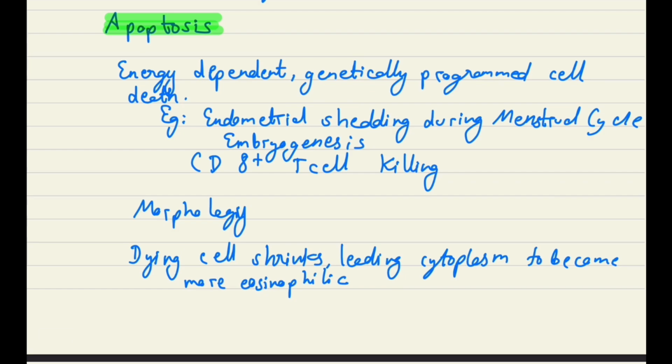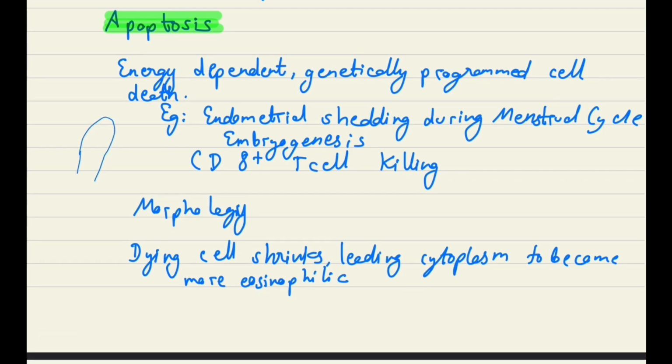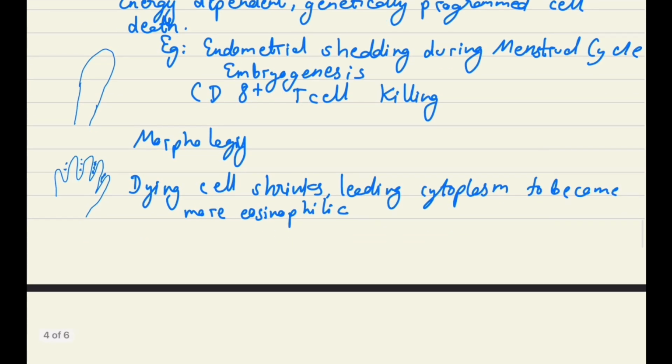Like at first, our hand looks like this. Later there is apoptosis and our fingers get separated like this. The tissue between the fingers gets apoptotically removed. So in embryogenesis also apoptosis occurs. And another example is CD8 positive T cell mediated killing of virally infected cells.